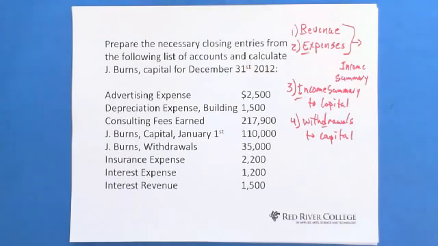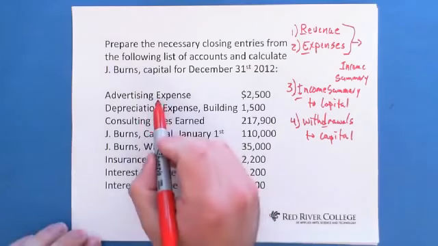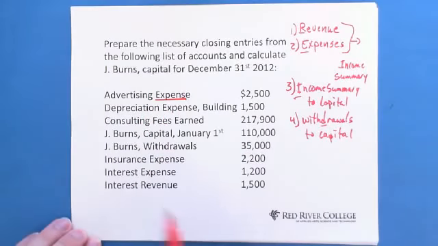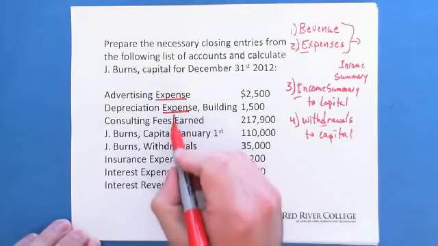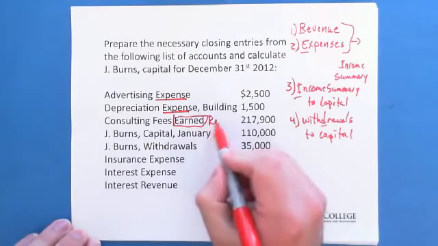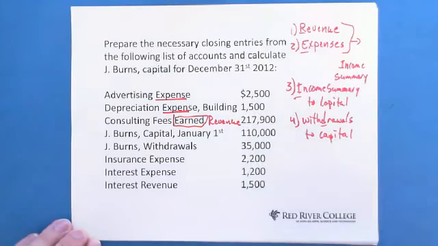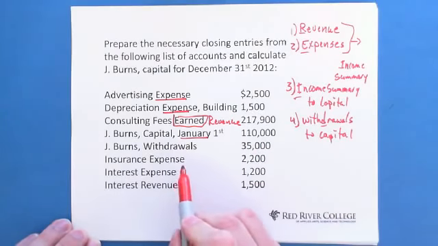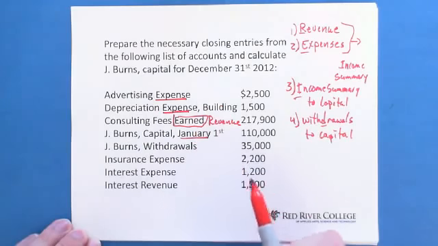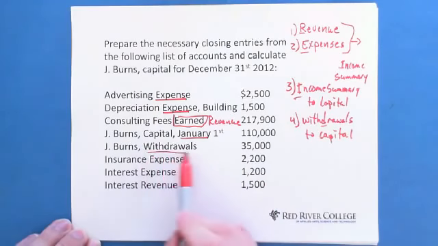Okay, so prepare the necessary closing entries from the following list of accounts and calculate J. Burns capital for December 31st, 2012. So here's our advertising expense, depreciation expense, fees earned. Fees earned is our revenue. Here's his beginning capital, so we'll worry about that when we figure out the balance at the end of the year. Here's the withdrawals.